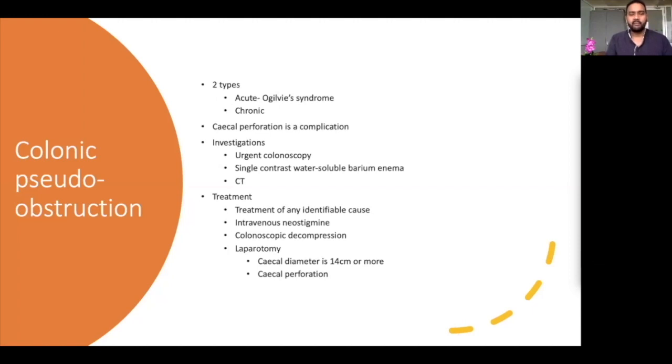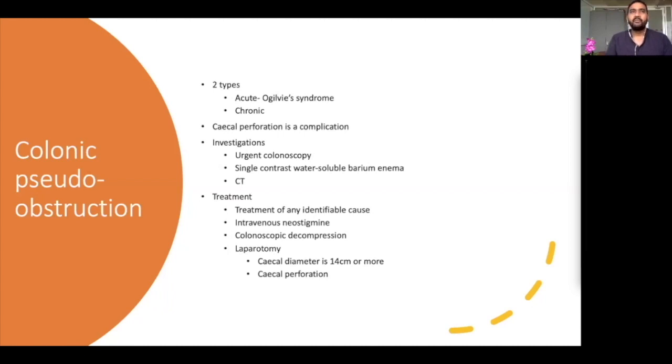So number one, find out whether it is an intestinal obstruction. Second, we have to find out whether it is a simple intestinal obstruction or a strangulated intestinal obstruction. If it is simple, then it is not a problem. We can wait and investigate. But if it is strangulated, then we have to go for a laparotomy. Right? We have to go for a laparotomy.